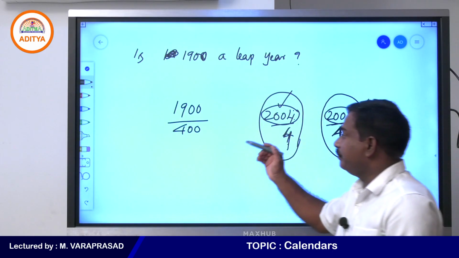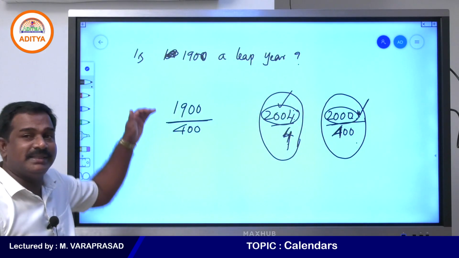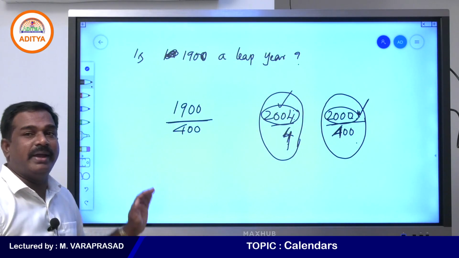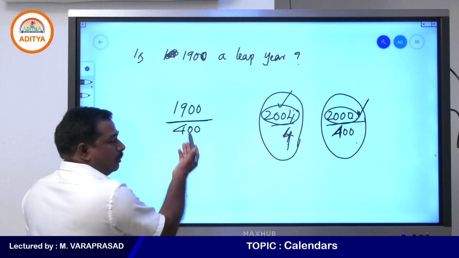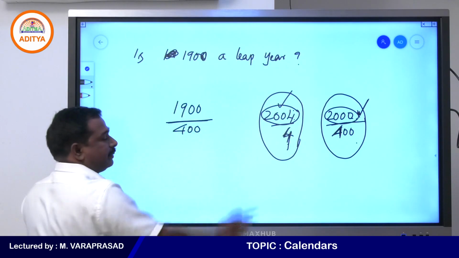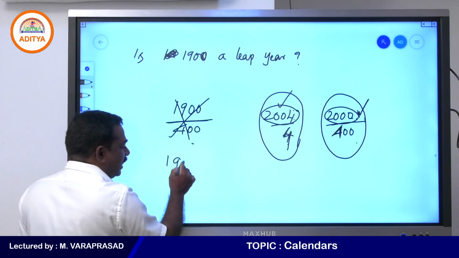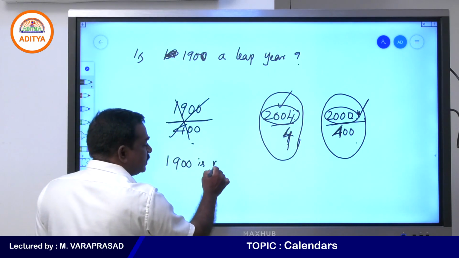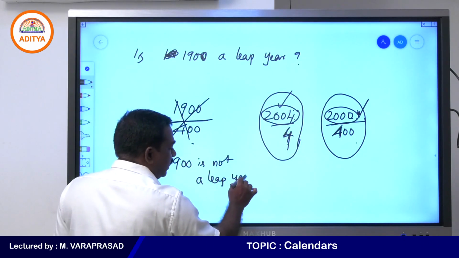Now see, is 1900 a general year or a century year? This is a century year, so you need to divide by 400. See whether it is divisible by 400 or not. If it is not divisible, then it is not a leap year. So 1900 is not a leap year.